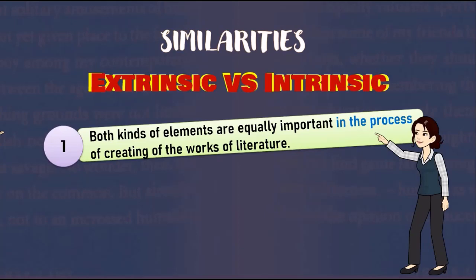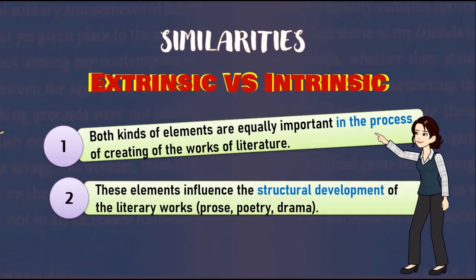Okay, now let's move on to the next similarity. So these elements influence the structural development of the literary works. Without these two elements, the extrinsic and intrinsic elements, you cannot create prose, poetry, or drama, because this helps us to create the ideas or the imaginations to structurally develop the literary works. Without these elements, it's going to be really hard to produce literary works, because everything that you make must be influenced consciously or unconsciously.